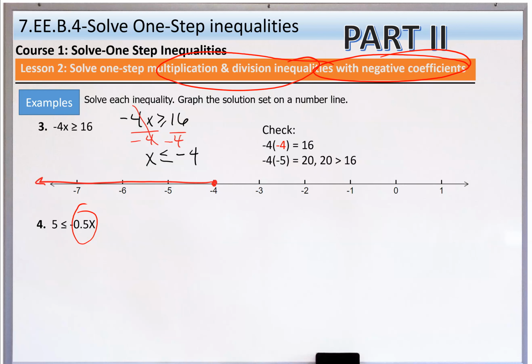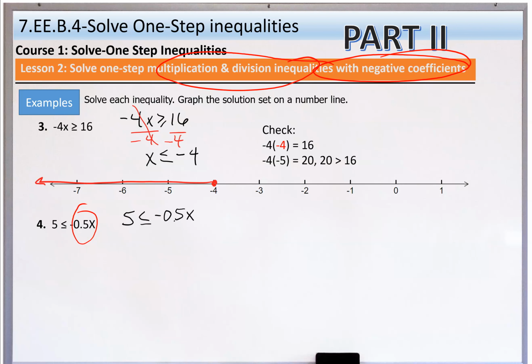Okay, if you don't believe me, let's check it. Negative 4 times negative 4 does give me 16, so it is equal to. And negative 4 times negative 5 is 20, which is greater than 16. So it checks: greater than or equal to.